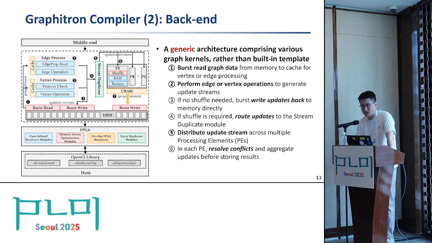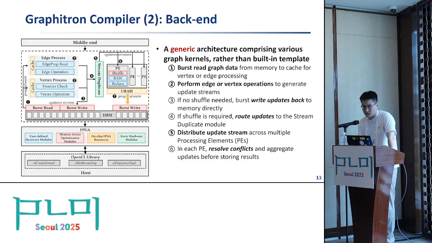Finally, this figure illustrates the overall backend framework of the generated kernel. Instead of relying on the built-in accelerator template, it employs a generic architecture comprising basic modules designed to accommodate a broad spectrum of algorithms. For each operator, the properties of related graph objects are first streamed from FPGA memory into the cache module. Then the vertex or edge process module performs the user-defined function to generate the update streams.